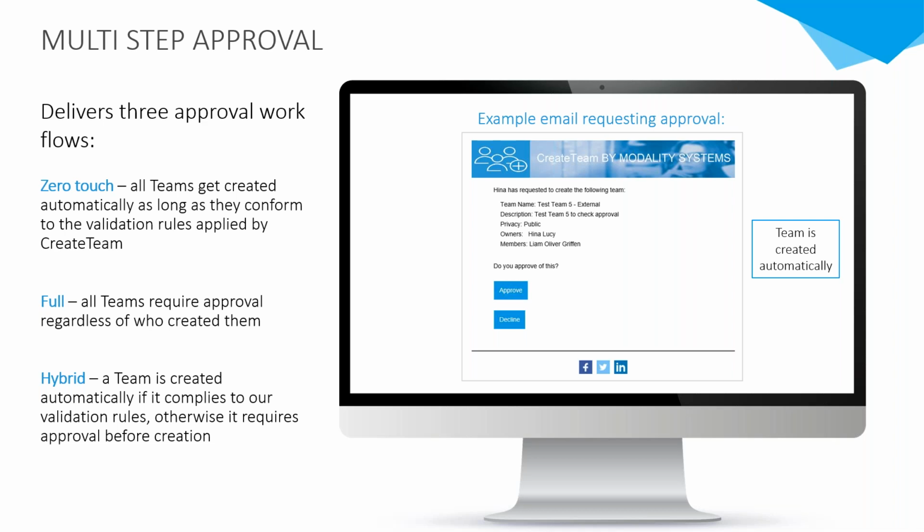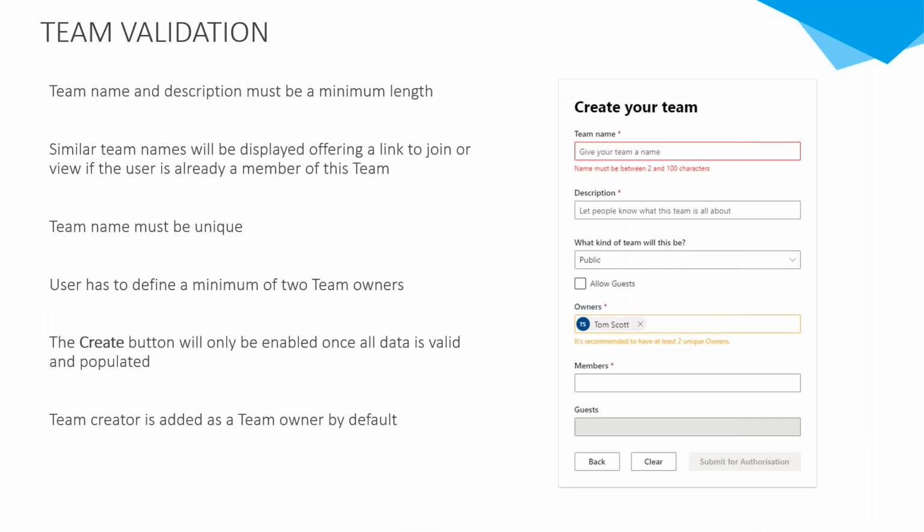So with a zero touch workflow, as long as the user creates and adheres to all of our validation rules set within the team form here, when they click create, that team will be created. So the basic checks: if it's not a duplicate, the team name is of the right number of characters, they've got the minimum number of owners and members in there, they click create, it gets created.